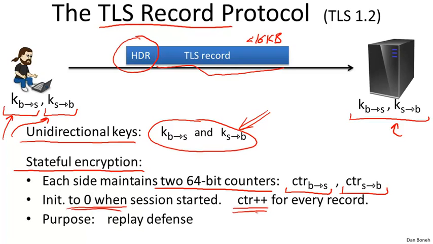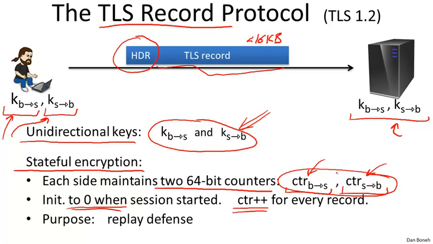These counters are initialized to 0 when the session is first initialized, and they're incremented every time a record is sent. So every time the browser sends a record to the server, the browser will increment this counter. When the server receives that record, it'll increment the counter on its side. And when the server sends a record to the browser, it'll increment the second counter. And again, when the browser receives this record, it'll increment its copy of this counter. So the state, these two counters, exists both on the browser and on the server, and it's updated appropriately as records are sent from one to the other and received by the appropriate side.